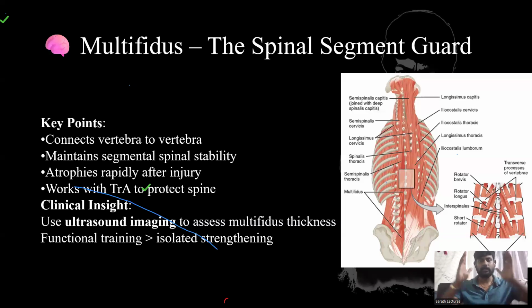Whatever was in your thought process was exactly correct. But that is the thing which is done by the erector spinae muscle. One rod connecting 3 boxes, one rod connecting 4 boxes, one rod connecting 6 boxes, which is done by the erector spinae muscle. Then what is the main function of the multifidus muscle? It connects vertebra to vertebra, okay? It maintains the segmental spinal stability. So I will let you know that.